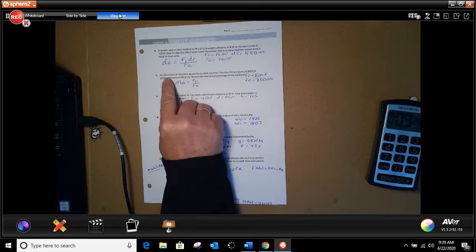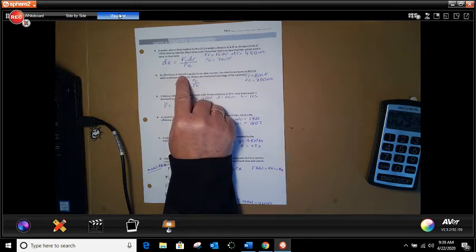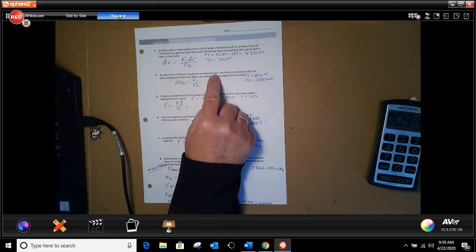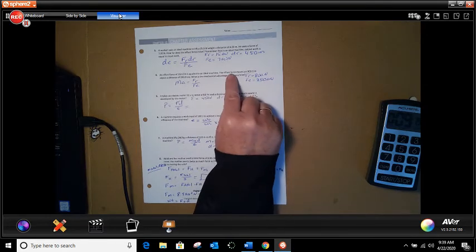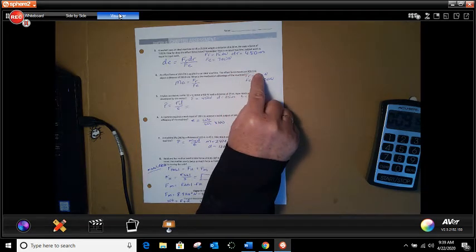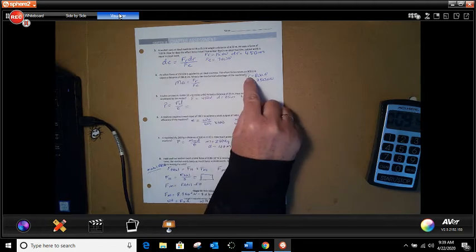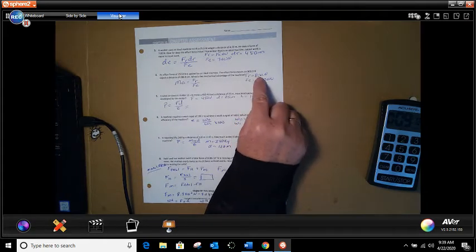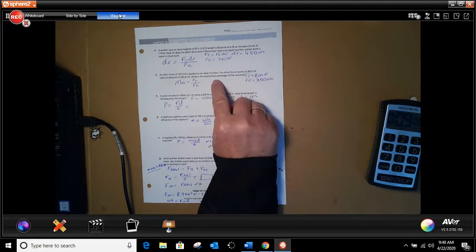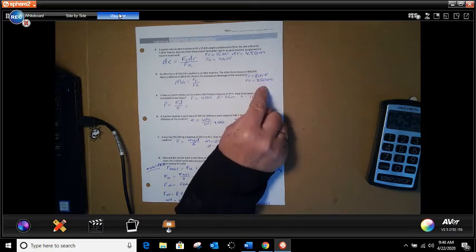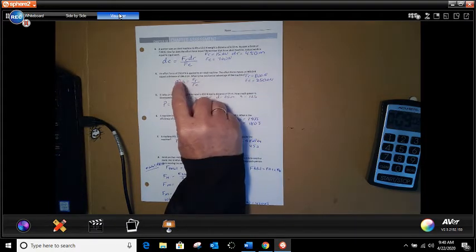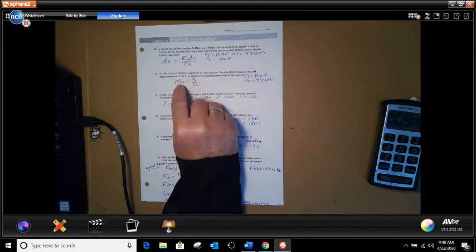Number 4, an effort force of 250 newtons is applied in an ideal machine. That's my effort force. The effort moves an 800 Newton object. That's my object here, which is my resistance, 800 newtons. What is the mechanical advantage of the machine? So you're going to take FR divided by FE, and that would give you the mechanical advantage, which is MA.